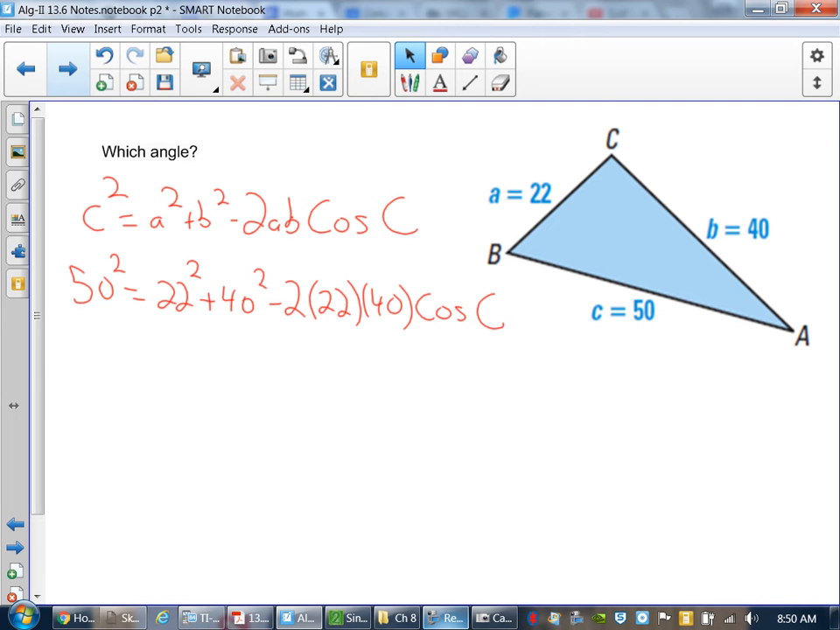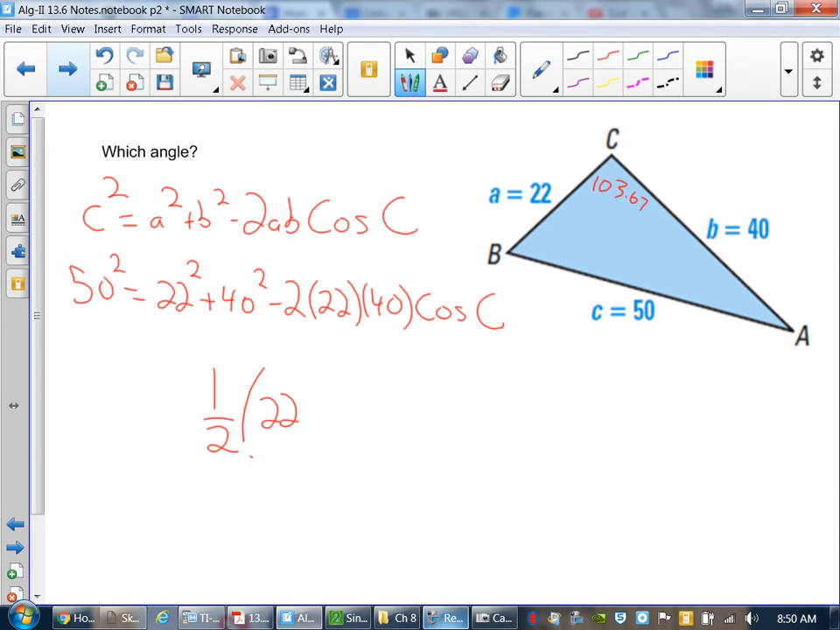Alright, so 416 divided by -2 times 40. Cosine inverse of my answer. I'm getting 103.67. Is anybody agreeing or disagreeing? 103.67. And then I'm just going to do 1/2, 22, 40, sine 103.